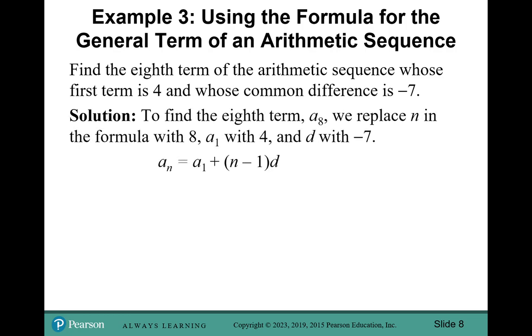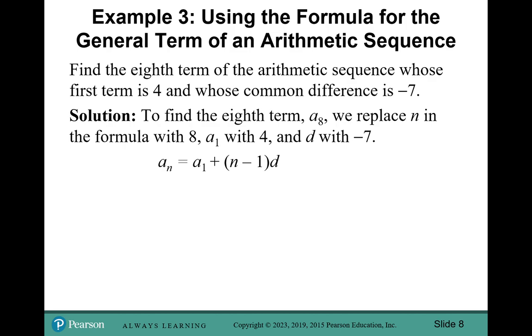So to find the 8th term, we're going to replace n in the formula with 8 and a1 with 4. And we're going to replace the d with -7, because d is our difference, and that difference is -7. So to find our a_n, we use a_n equals a_1 plus n minus 1 times d.